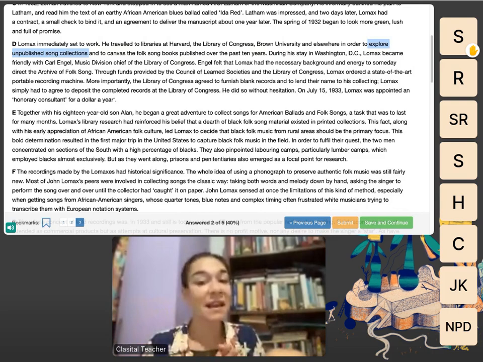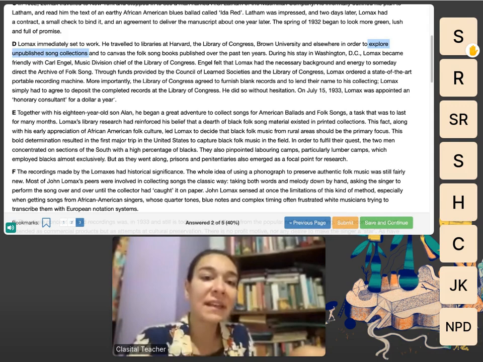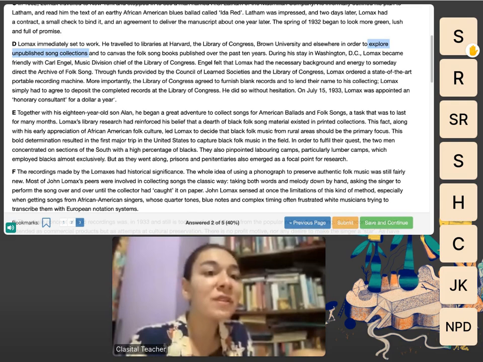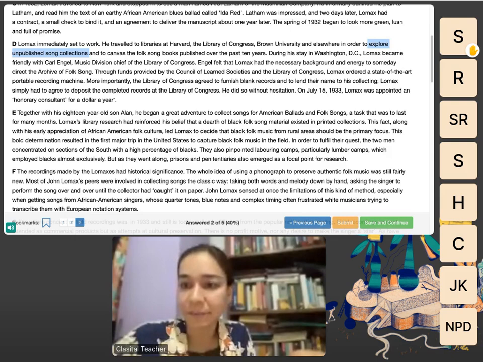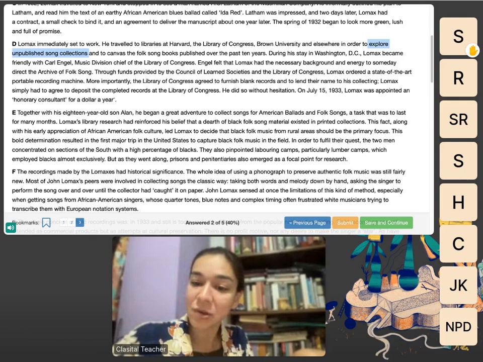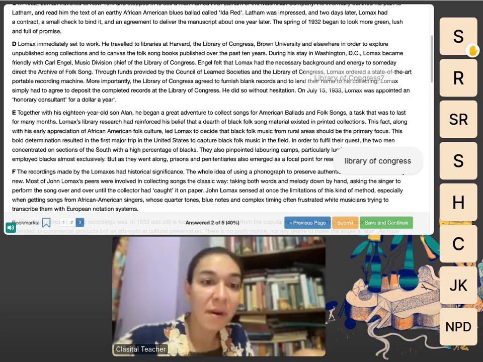Let's continue. During his stay in Washington, D.C., now we are coming to here, Lomax became friendly with Carl Engel, music division chief of the Library of Congress. While he was doing his research, he met someone who ran a department. It is here. At music division, department, division, chief of the what? Very good.